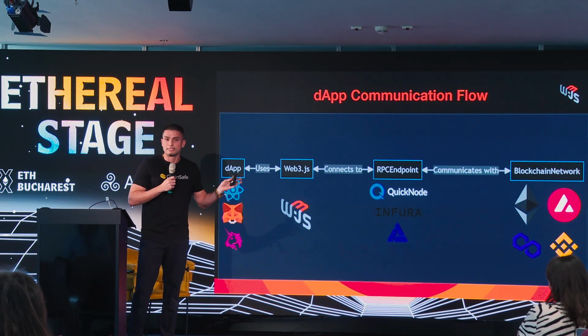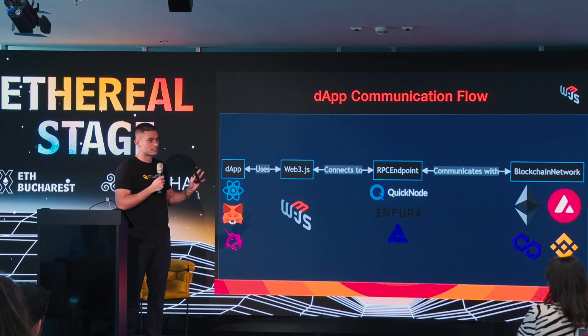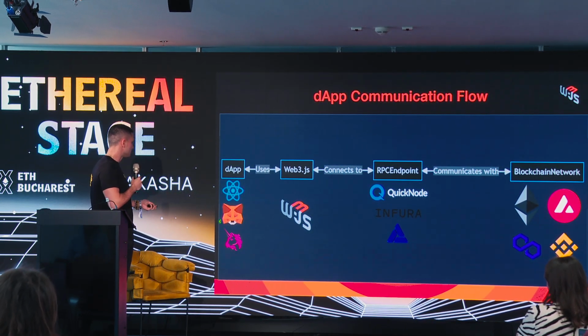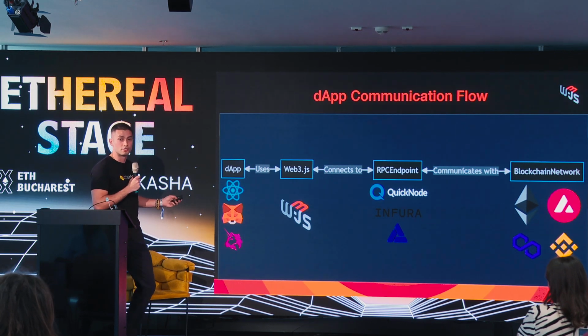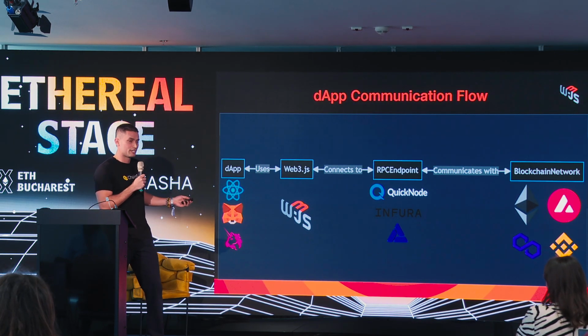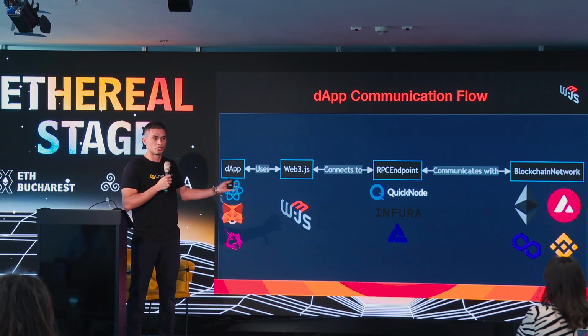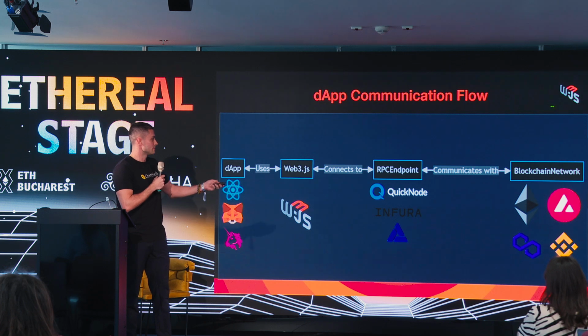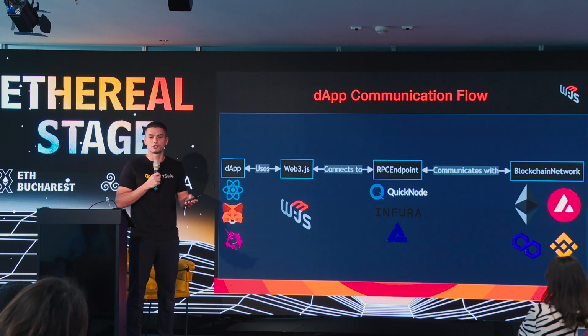This is a basic dApp communication flow, and that's how everything works from the big picture. First, you have the dApp, let's say Uniswap, and then Uniswap is using Web3.js. And then Web3.js will connect to the endpoint that I just showed you, that is the provider. And then the provider will talk to the blockchain node, which is any EVM network. And then this will retrieve all the information all the way back if you are executing a transaction or making a call.